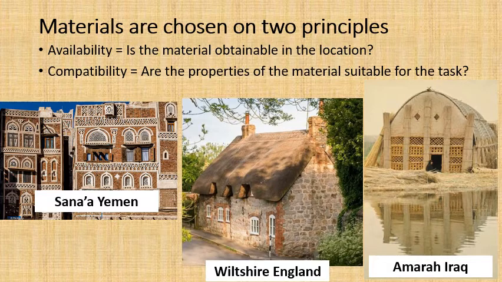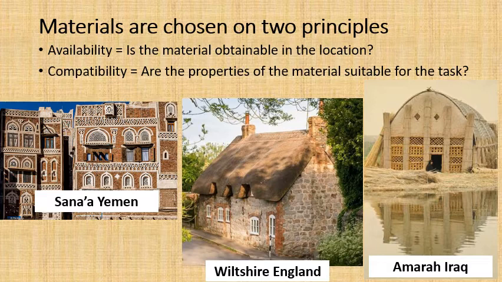Now, look at that picture from Wiltshire, England in the middle. This is actually my late aunt's house. I used to have summer holidays in this house when I lived in England. They do have stone available there, and so they've built the walls out of stone. However, why have they built the roof out of grass? Well, you can't build the roof out of stone because it would just be far too heavy. The roof would collapse.